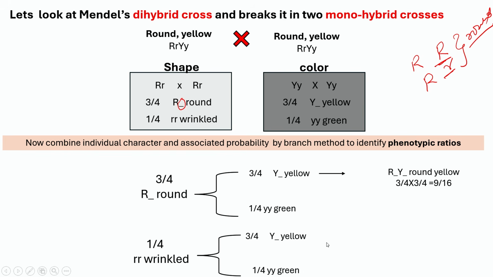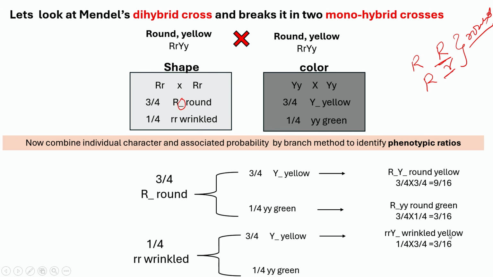So how are we going to solve it? When we solve it, we simply multiply the probabilities that we have. We have 3/4 probability of being round and 3/4 probability of being yellow, and the multiplication of it is 9/16. So getting the round and yellow seed is 9 out of 16. Same way, getting round with green seed, the probability is 3/4 into 1/4, 3/16.